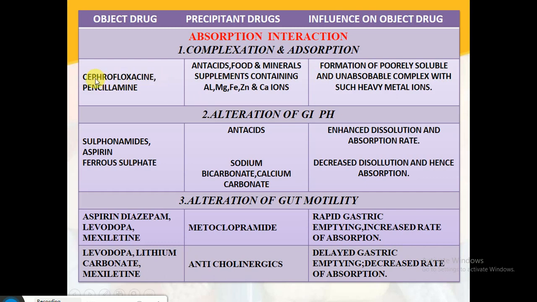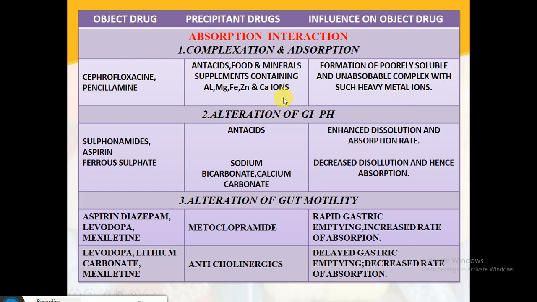So this is called fluoroquinolones, such as ciprofloxacin, and phenylethylamines. If these drugs are used in combination with antacids, food, or mineral supplements containing aluminum, magnesium, ferric, zinc, and calcium ions, what will happen after interaction? As a result, there will be formation of poorly soluble and unabsorbable complexes with such heavy metal ions.